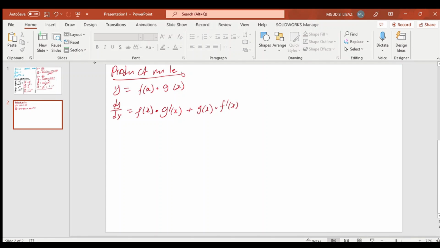So this is what it means by the product rule. This is all the basic information that you actually need to know.